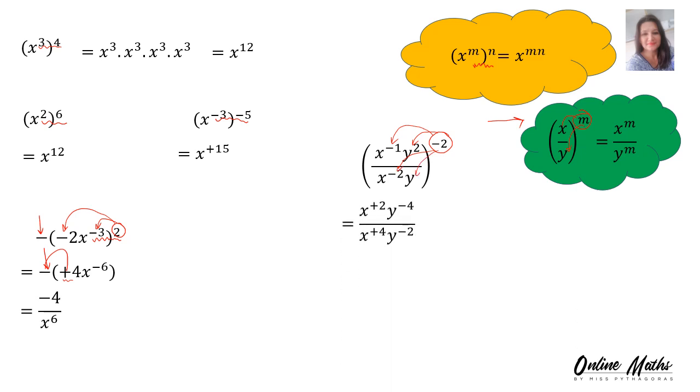So it becomes x to the, and now -1 times -2 is +2, and then for y to the power 2 times -2 is -4, and then under the line, the denominator on the x, it's -2 times -2 is +4, and then there's no exponent there on y, so there's an invisible 1. So it's 1 times -2 is -2.